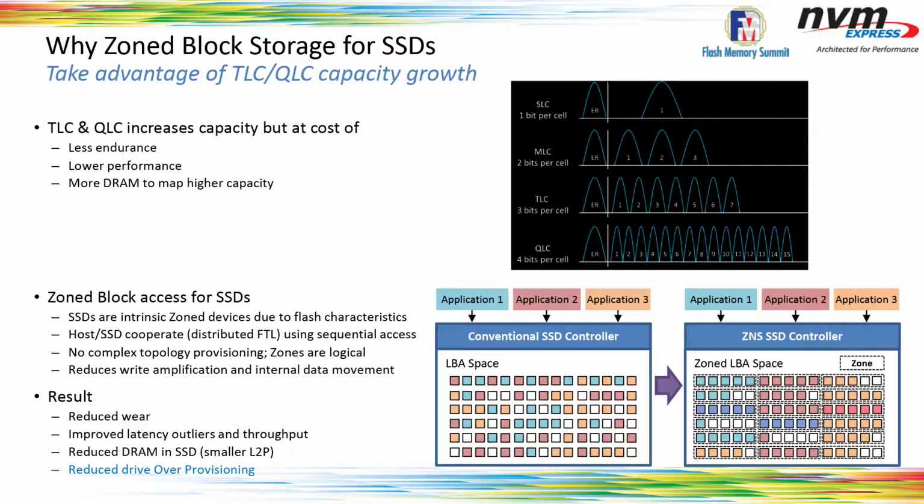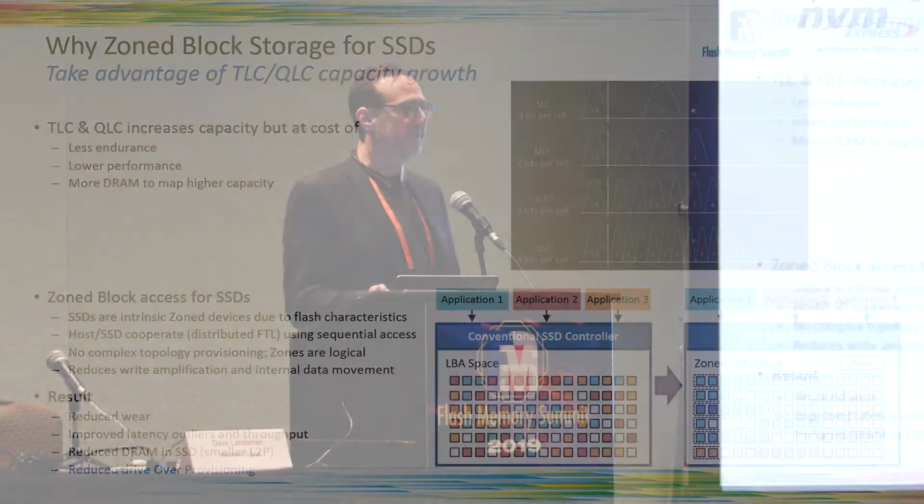What you do is you reduce the write amplification and you reduce internal data movement, and that in turn mitigates the problems that we see with higher capacity flash. So we reduce wear, we improve latency because we're writing sequentially, and we're not doing as much garbage collection, so that the drive is more consistent in its response. And we reduce DRAM because now the buckets that we're managing are not individual LBAs, but bigger zones, which we often try to match to erase blocks in the drive.